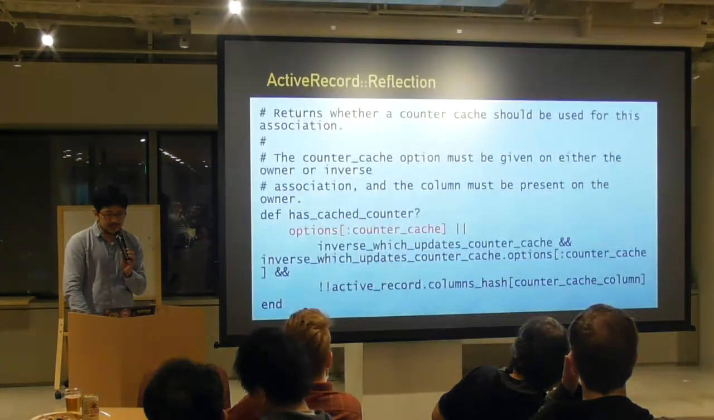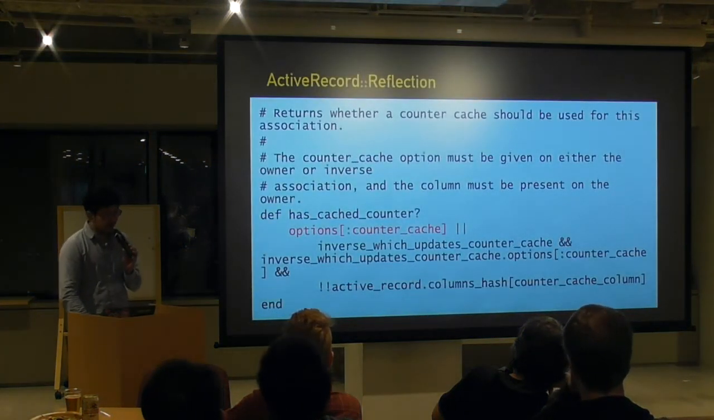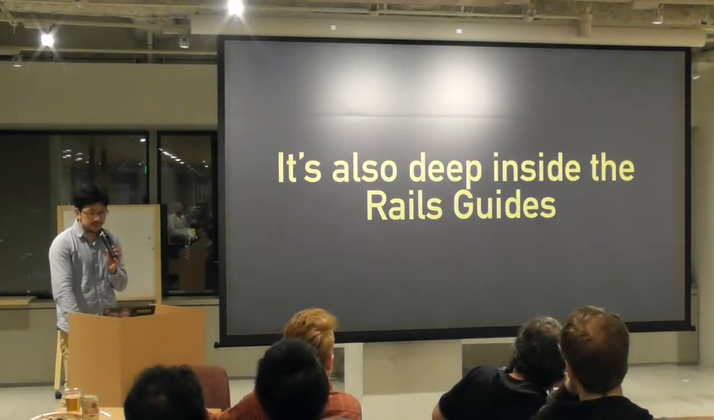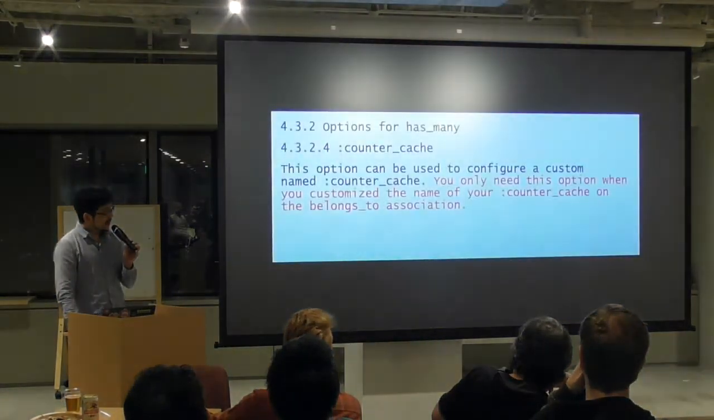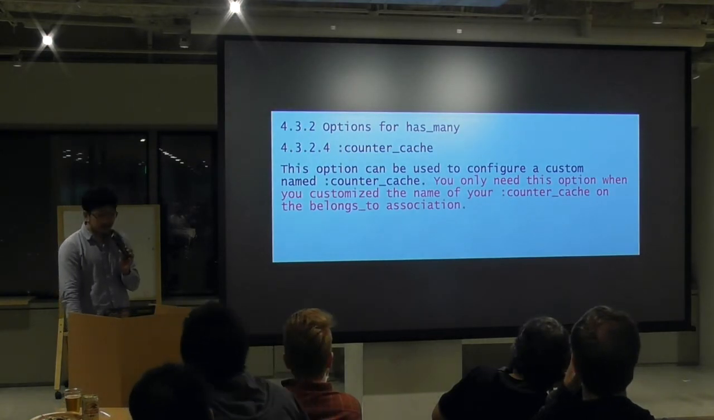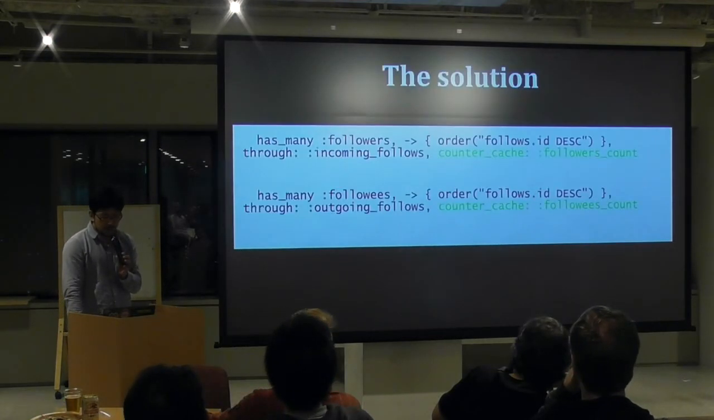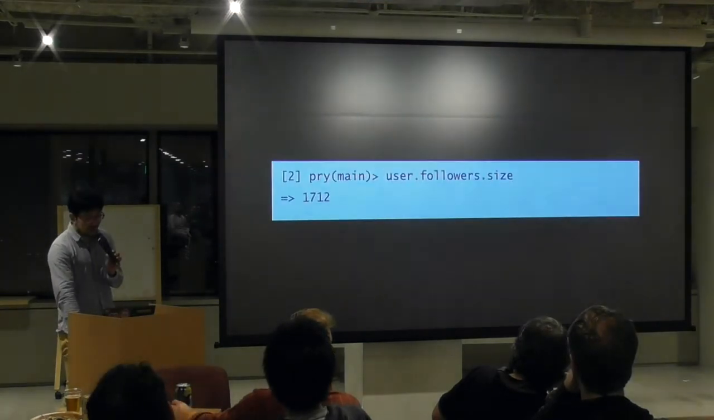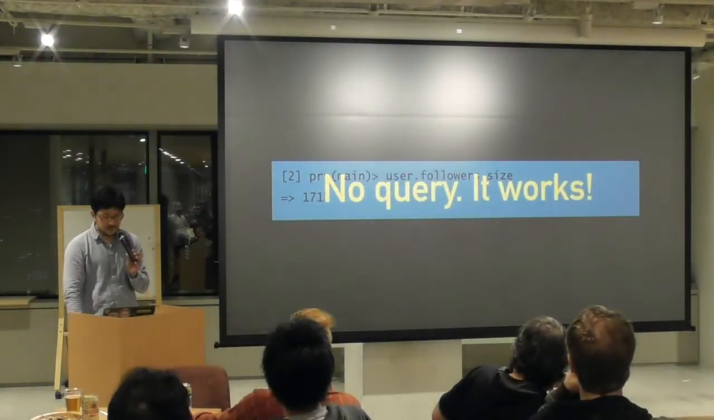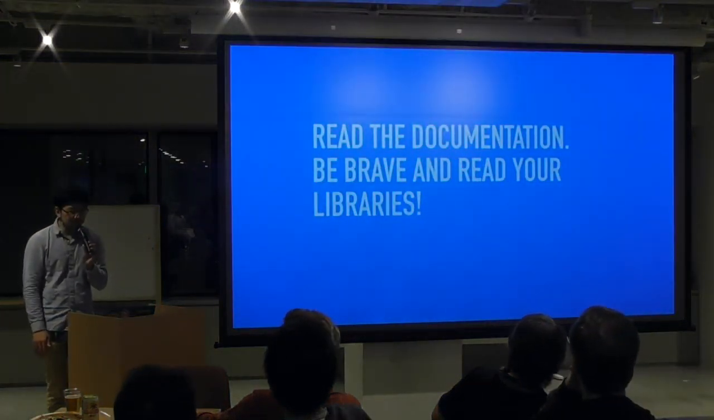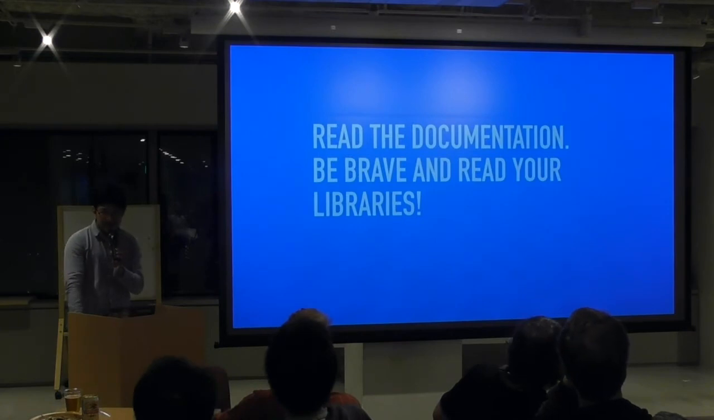So the answer is that if you go back to the reflection class, you can set the option, and that gives you a shortcut. It's also in the Rails guides. What the Rails guides tell you is that if you can't figure out the counter cache, you have to specify it directly yourself. So that's what we did. We added in the counter cache explicitly, and it worked. So this kind of bug requires a little bit of bravery. You need to read the docs and dive into the libraries as well.